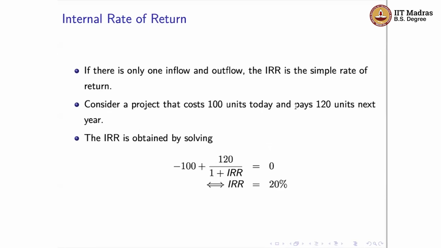If we have something that costs 100 today and gives out 120 next period, that is equivalent to a return of 20%, and the IRR also gives us this. But notice how we solved it. We set up this equation where we had the cost today plus the 120 divided by 1 plus IRR equal to 0. Notice that nowhere did we use the actual rate of interest that is prevailing in the economy.